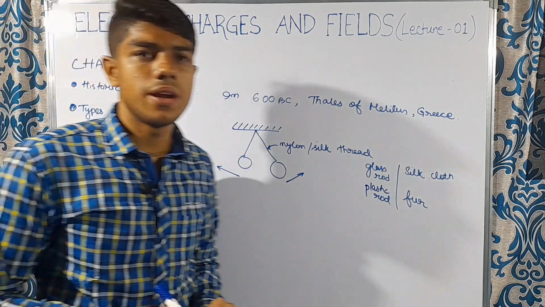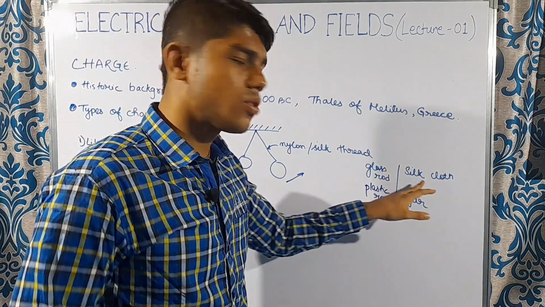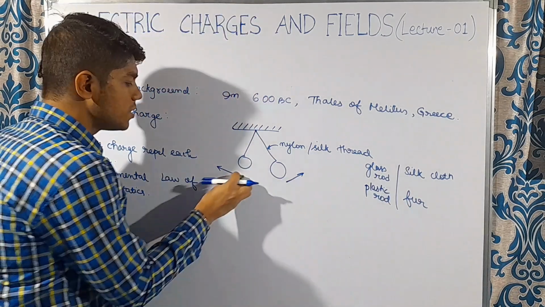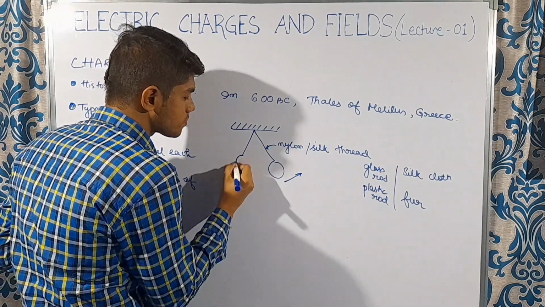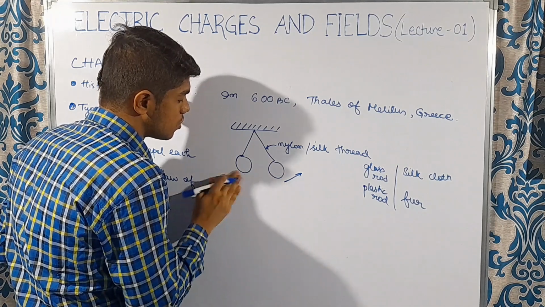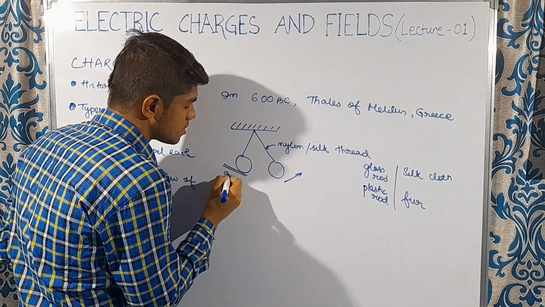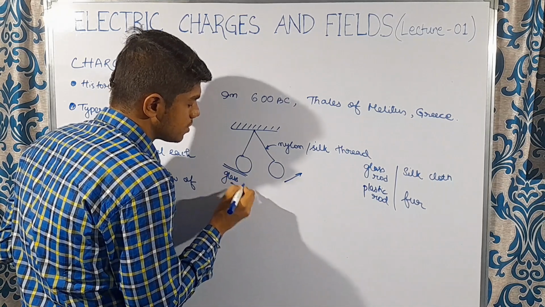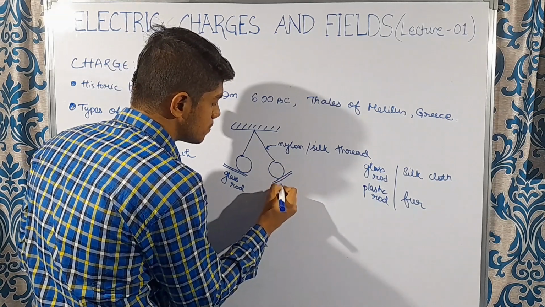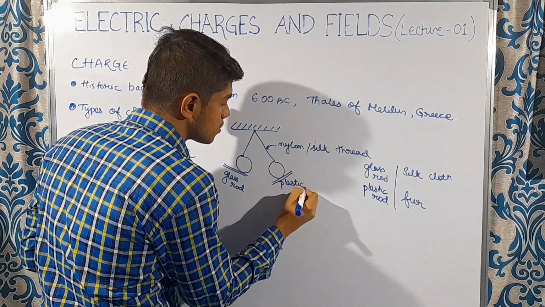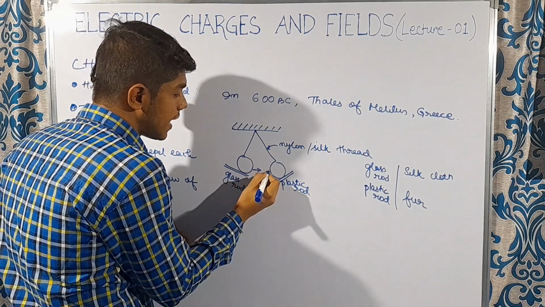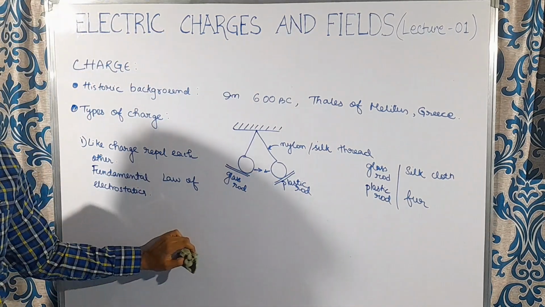Now, in the third part of the experiment, what you have to do is rub the glass rod with silk cloth and the plastic rod with the fur. Then, to one pith ball, you will touch the glass rod. Okay, so maybe this is the pith ball that I am touching with the glass rod. This is the glass rod, and touch the plastic rod to the other pith ball, and you will find that these two pith balls get attracted towards each other.